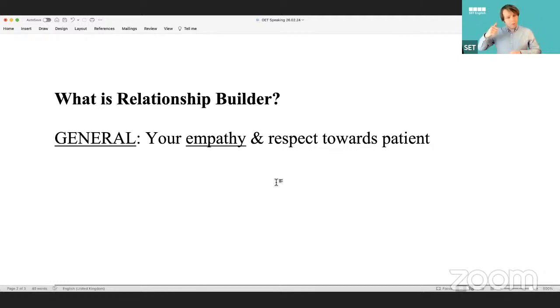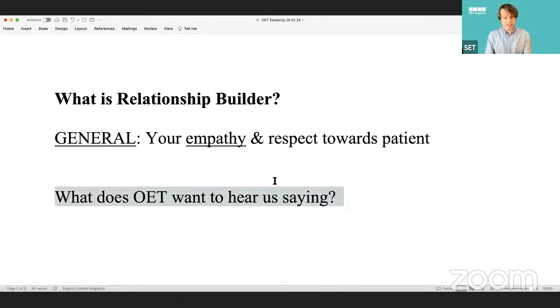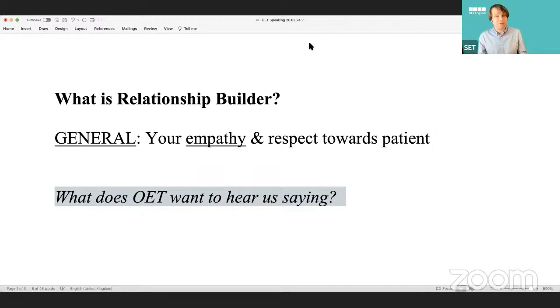And firstly, what does OET want us to do? So what does OET want to see or to hear us saying, right? Basically. And then I'm going to teach you some language to do that. And also, guys, I'll be telling you today the bad language, the mistakes that students often make with this. But Gaida, that was totally right. Okay, but let's go slowly.